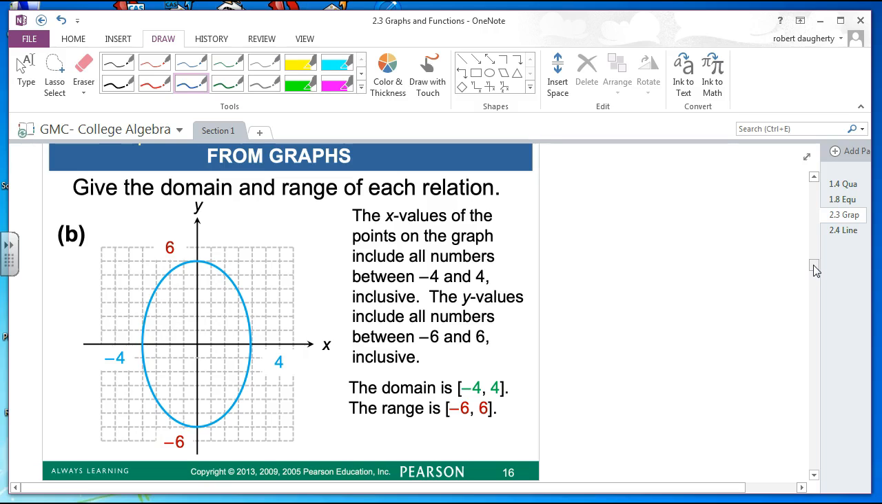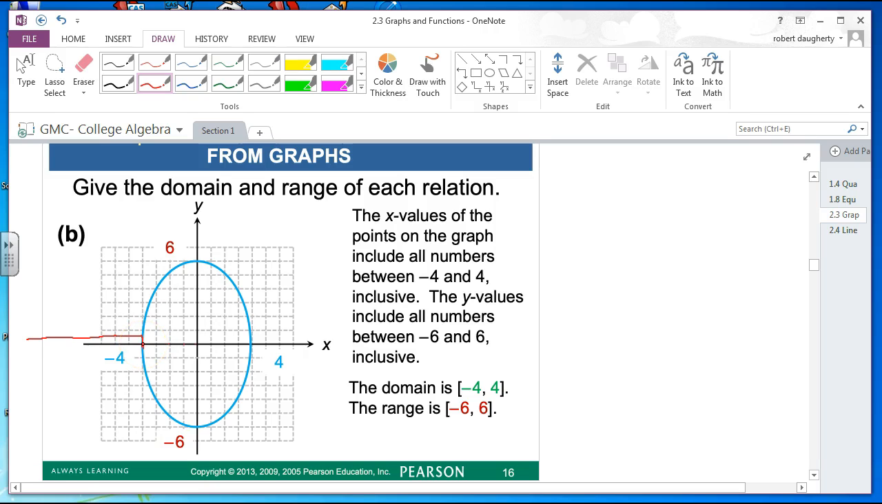Now, how do we find the domain and the range when it's not just a set of points, but it is a graph? So this is an oval or an ellipse. To find the domain, you're going to travel on the x-axis. So let's start over here. We are at negative infinity. There are no x values. I do not see an x value until I get right there, okay? What is that point?